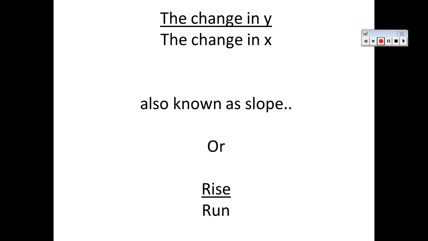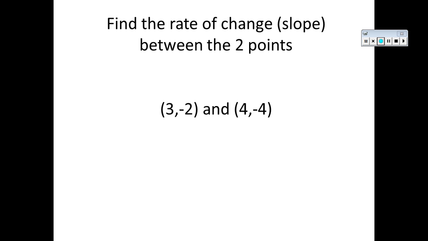You might also have heard slope is the same as rise over run, and you look at rise over run more when you're looking at a graph. So let's find the rate of change, or slope, like I said, they go hand in hand, between the 2 points. Before I show you how to do it, you look at those 2 points and you think about how you would find the slope or the rate of change between those 2 points. So pause the video, think about it, and then press play.